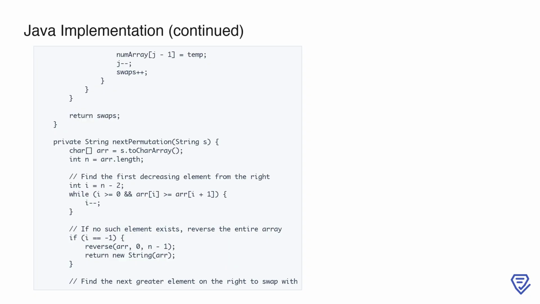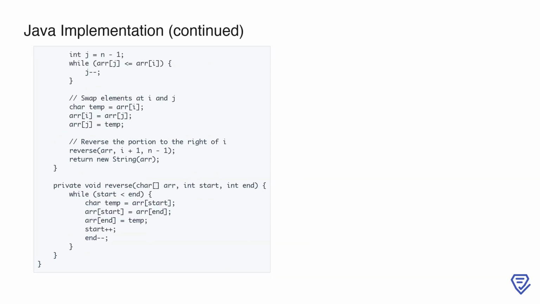Otherwise, we locate the smallest element to the right of this position that is greater than the identified element. Once the appropriate element is found, we swap it with the identified element to create a slight ordering increase. After the swap, the portion of the array to the right of the swapped position is reversed to ensure it is in its lowest possible order, completing the transition to the next lexicographical permutation. The modified array is then converted back into a string and returned.